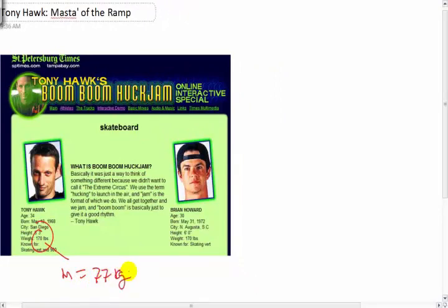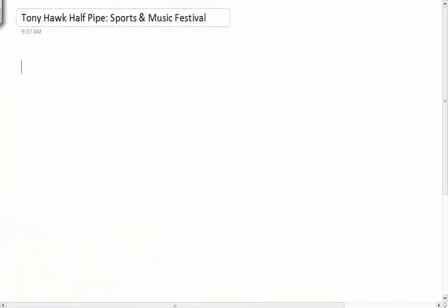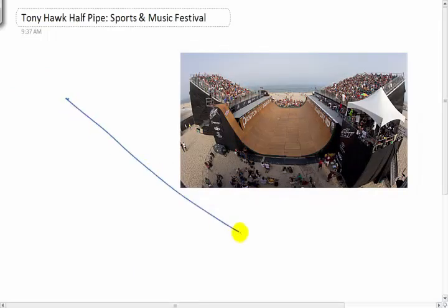And here's what we're going to do. We're going to do a sample calculation for what somebody designing a half pipe would have to do in order to not injure an athlete on a half pipe. We're going to use the fact that his mass is 77 kilograms. And here's the basic idea. When you're on a half pipe, the thing that makes it a little bit tricky is you're on an incline.